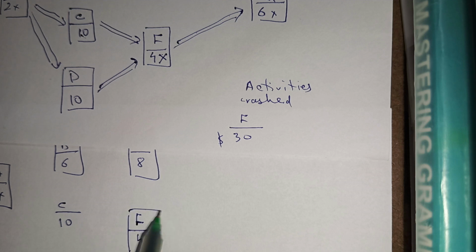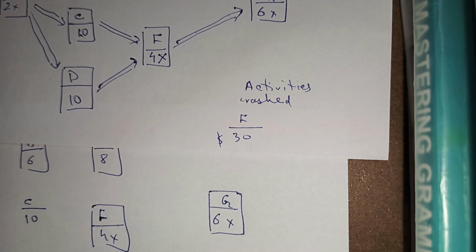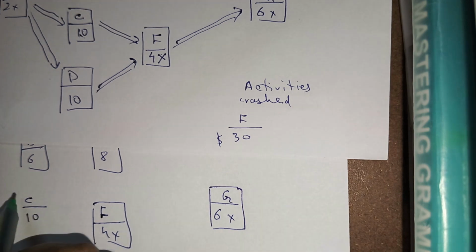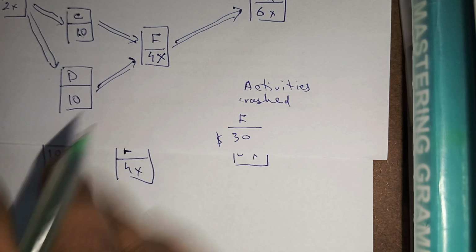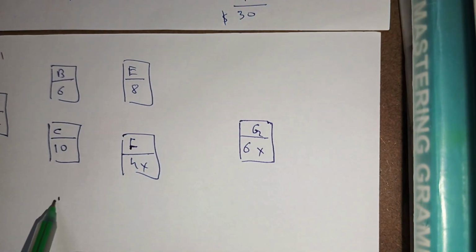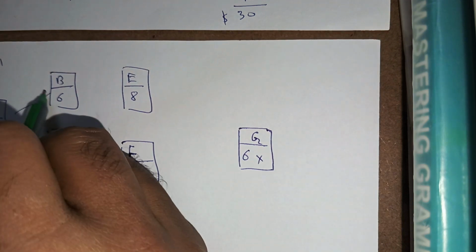I have written all 4x, we cannot do anything, this is fine. G6x, okay, fine. Okay, and D, although we have to change, but we are not changing as of now, we'll see.